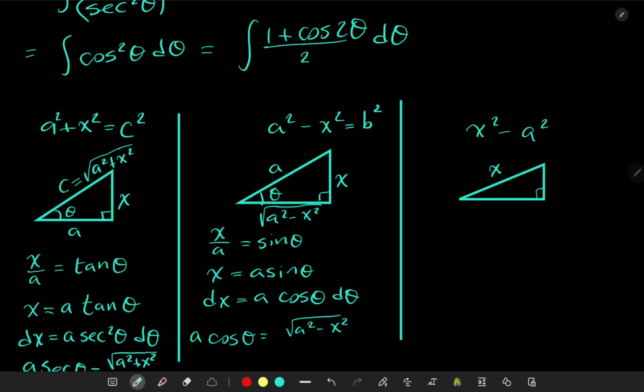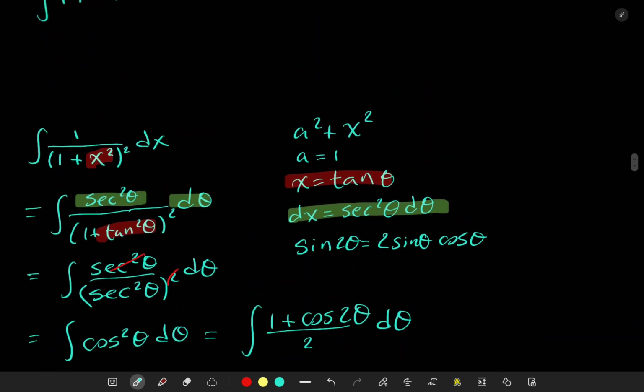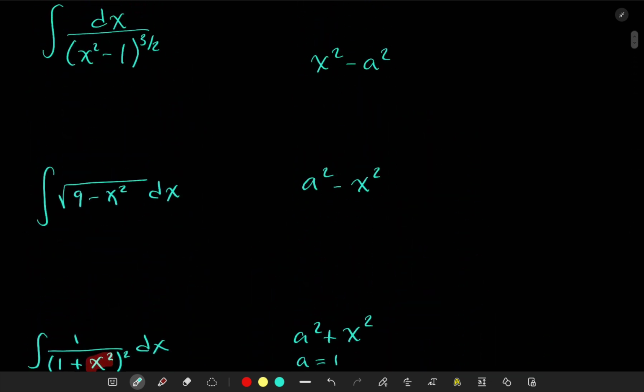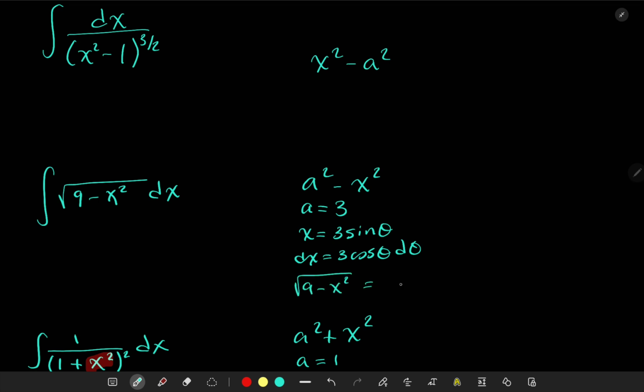Let's look at it in the problem, following these formulas here. So we have it here. a is going to be 3 for us because the square root of 9 is 3. And then our substitution, as we said, was going to be 3 sine of the angle. dx is going to be 3 cosine of the angle, the differential of the angle. And now we said that the square root of 9 minus x squared was going to be 3 times the cosine as well.